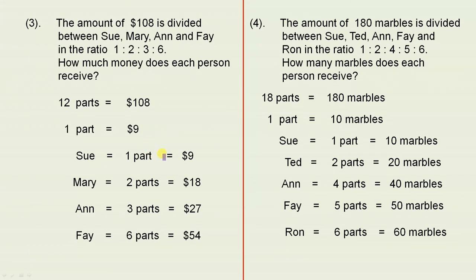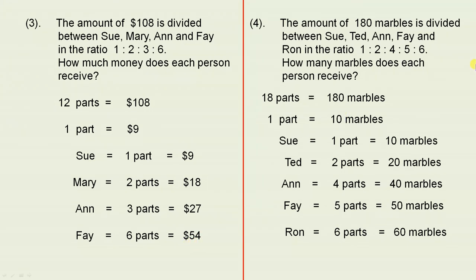Sue has 1 part, so that's $9. Mary has 2 parts, 2 nines are 18, $18. Anne has 3 parts, 3 nines are 27, $27. And Faye has 6 parts, 6 nines are 54, $54.